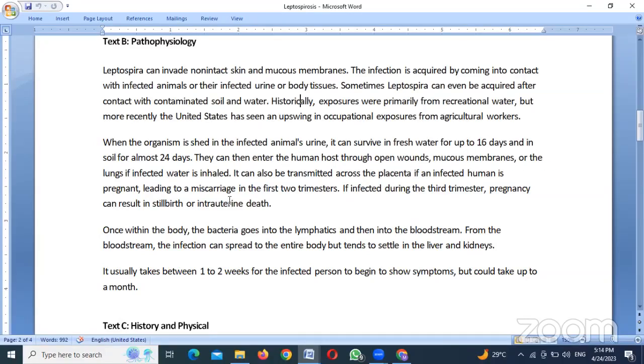Then human beings, and then it is transmitted across the placenta, and once within the body, it goes into the blood and all of these things. It usually takes 1 to 2 weeks for an infected person to begin to show symptoms. Okay, so this is pathophysiology. If you find one question related to pathophysiology, you will quickly come to this.